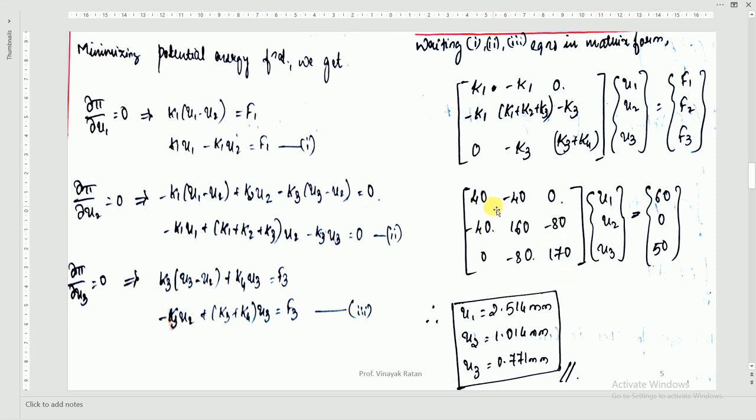A indicates this 40 value in the first row, B indicates minus 40, C indicates 0, and D indicates this value of force. Then you just substitute all the values here. So 40 and press equal to. Your cursor will move next. Then minus 40, equal to, 0 equal to, and 60 equal to. You will get the first equation. Similarly, minus 40, 160, then minus 80 and 0. So this is the value of A, B, C and D in the second equation.